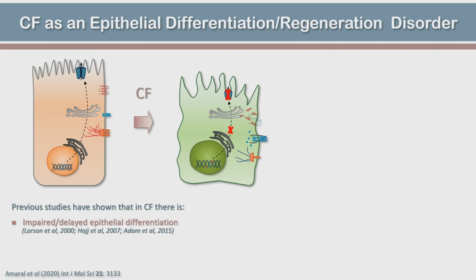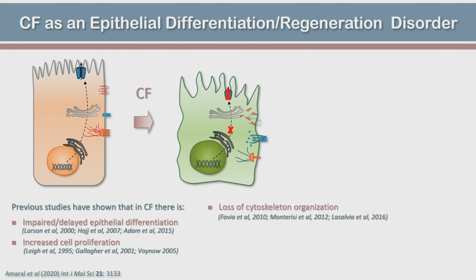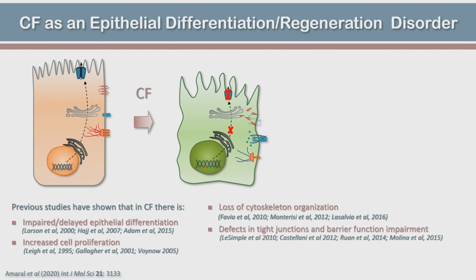Several lines of research already for some while have documented that there is impaired or delayed epithelial differentiation in CF epithelium after injury versus non-CF epithelium. There are also several reports saying that there is increased cell proliferation. There is loss of cytoskeleton organization in CF cells and significant defects in tight junctions and barrier function impairment, which we all know is really important.